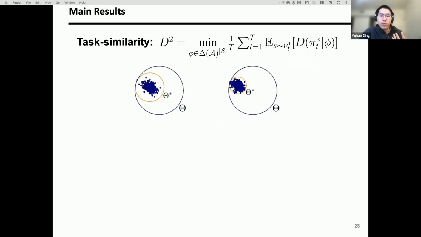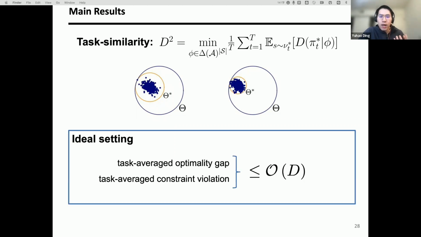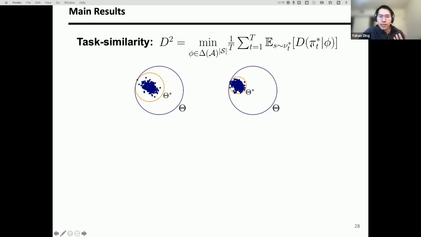And in the meta-safe reinforcement learning framework, we expect the task average optimality gap and the task average constraint violation to improve with the similarity among these online CMDP tasks. And we now discuss the notion of similarity in the static environment. Given the optimal policy for every task, the task similarity can be measured by this term, which measures the difference between the optimal policies and a single best initial policy in hindsight. So comparing these two scenarios, we can see that the second scenario has a smaller task similarity, since all the optimal policies for different tasks are closer to each other.